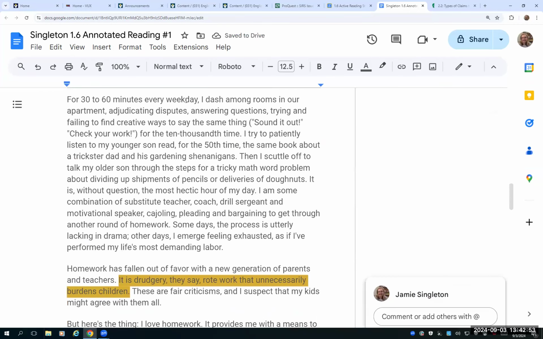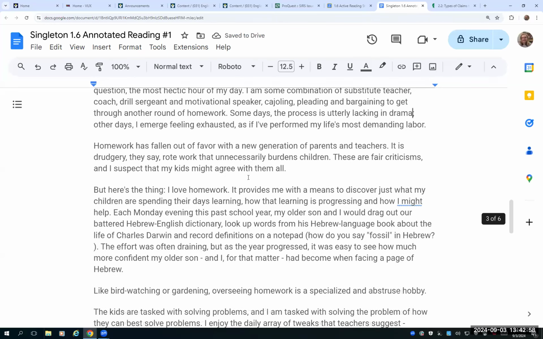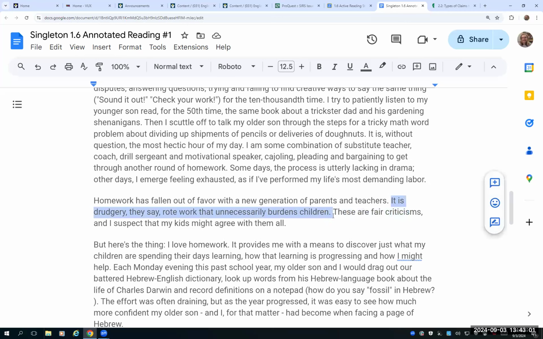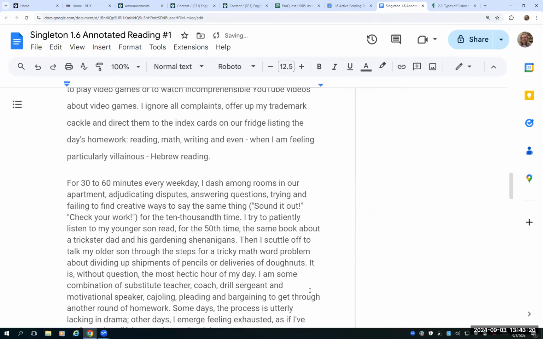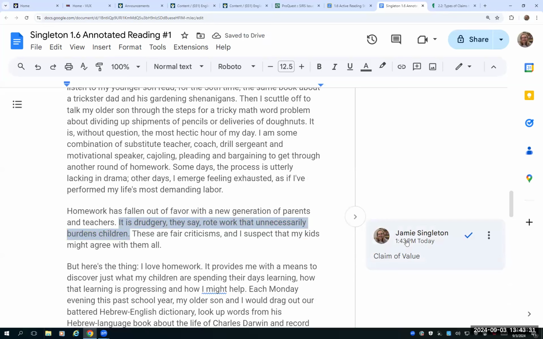So I'm going to annotate this. I'm going to go to that section of my article, move my mouse and highlight it. I'm not going to highlight it in Google Docs. I'm just going to move my mouse over and select it. That's going to make this comment box pop up over at the side. And in the comment, I'm going to write claim of value. And I'm going to click comment, and that's going to put that note there.